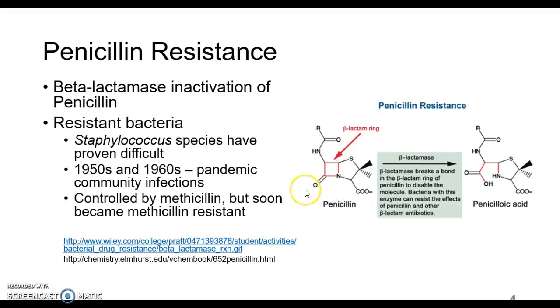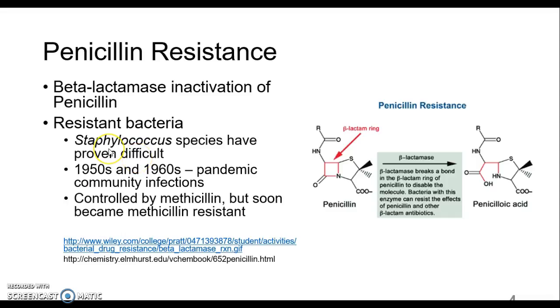Basically, what it does is it breaks the amide bond that's involved in the beta-lactam ring, and it reduces the carbonyl oxygen and the amine. So here you can see the reduced version of penicillin. And this completely inactivates penicillin and doesn't allow it to undergo its role in inhibiting the enzymes involved in peptidoglycan cross-linking.